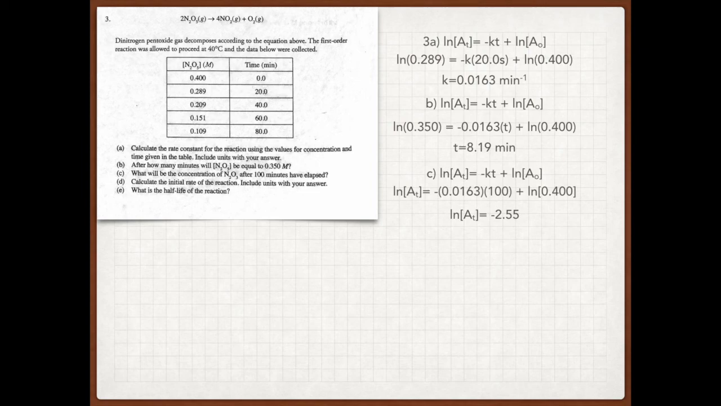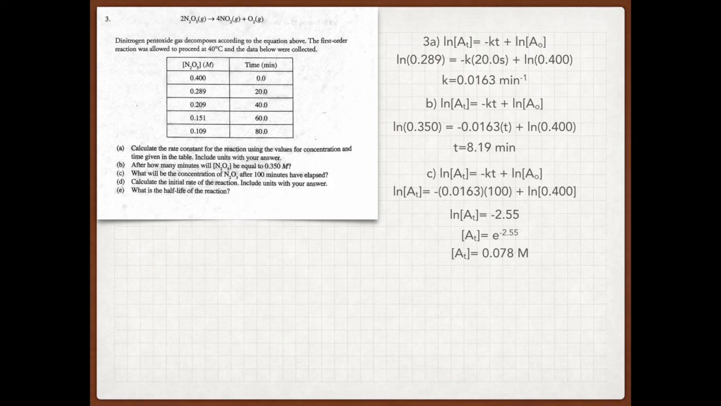So in this case, it was negative 2.55. To get rid of ln, you need to take e and raise it to whatever you got. So in this case, it would be e to the negative 2.55. That will give you your concentration, which is 0.078 molar, because we're talking about concentration. Okay, so that was C.